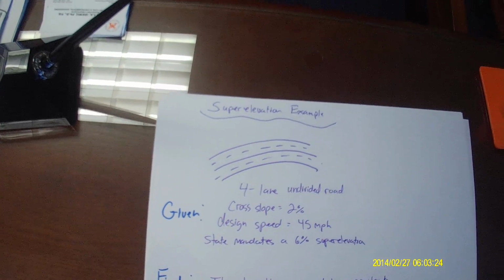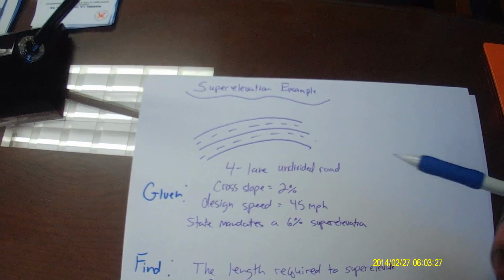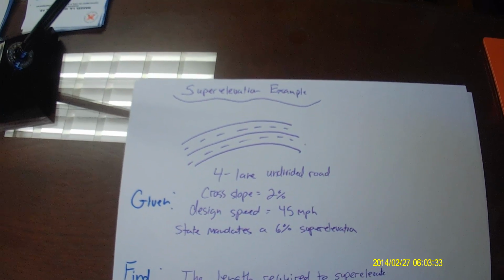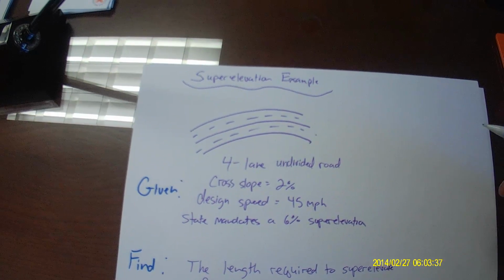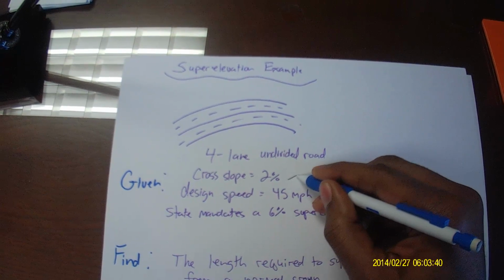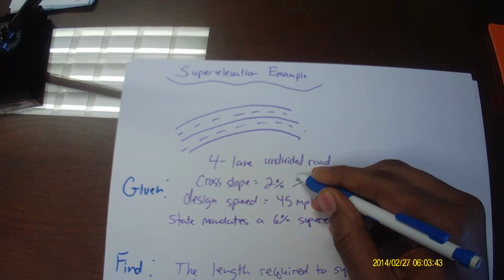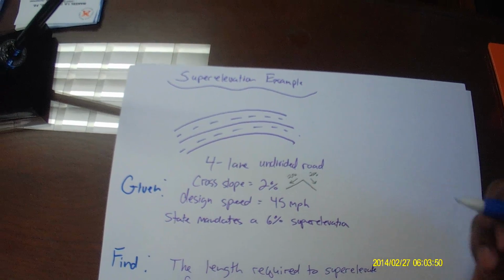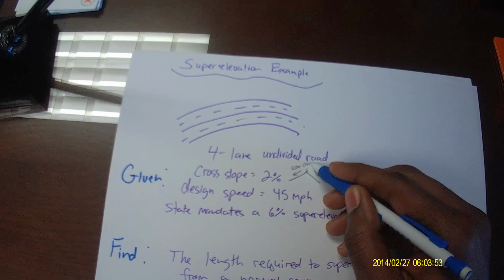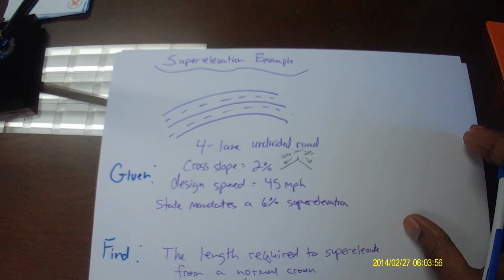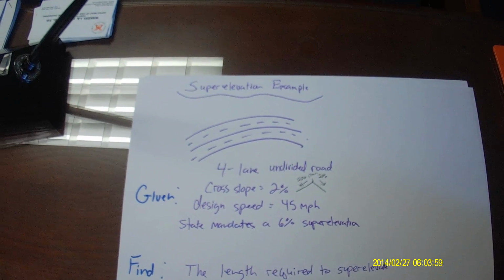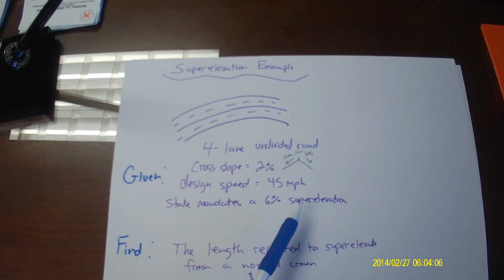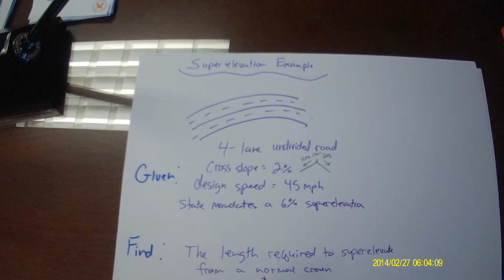Here's a super elevation example. And in this example, we have 4 lanes, and it's an undivided road. The cross slope has been given to you. Of course, the cross slope, if you look at it in the cross-sectional view, is 2%, just to help out with drainage. Okay, of course, that's our crown there. All right, the design speed is equal to 45 miles per hour. That's been given as well. And the state mandates that on this road you need 6% super elevation.